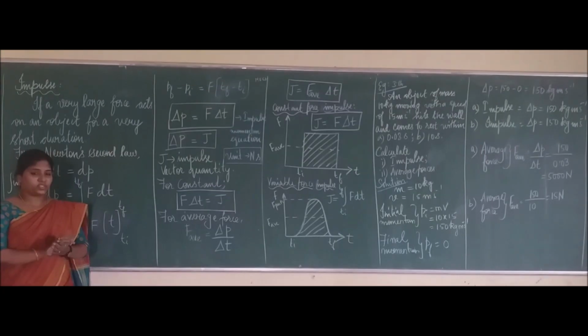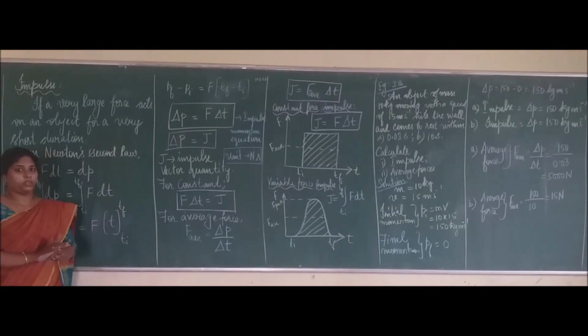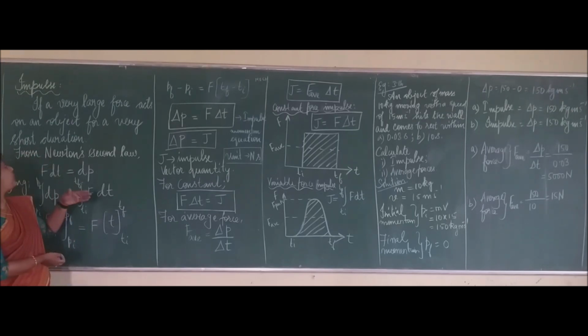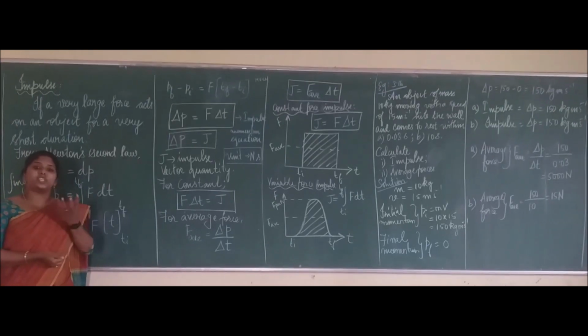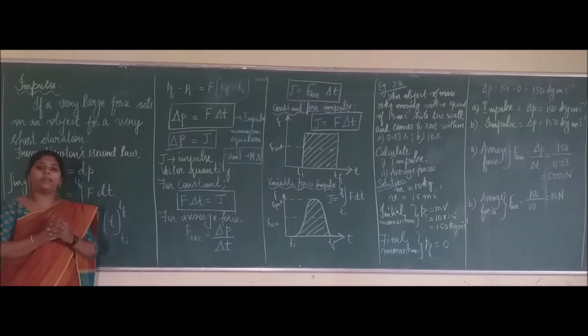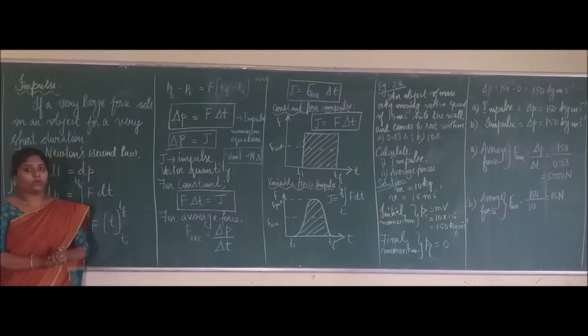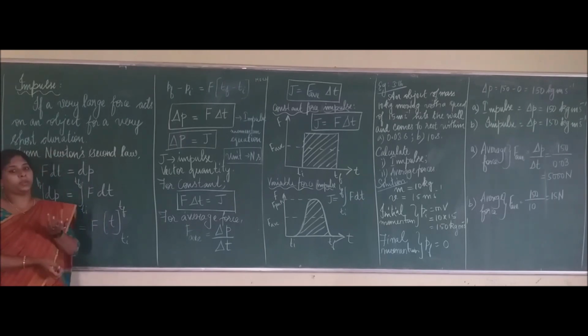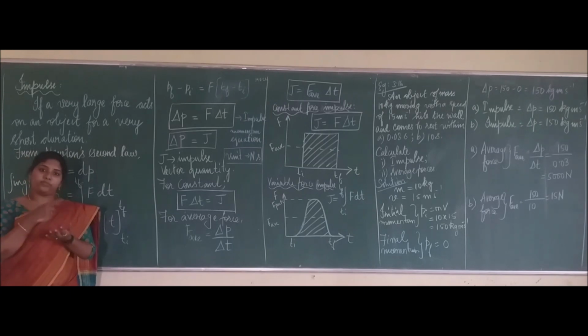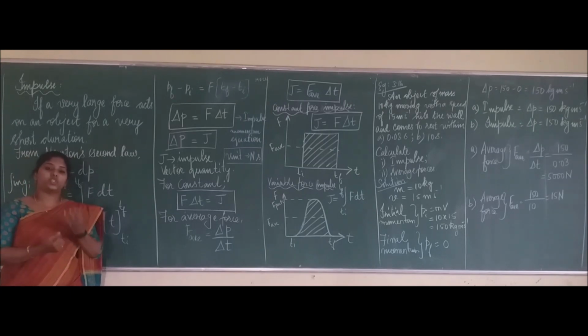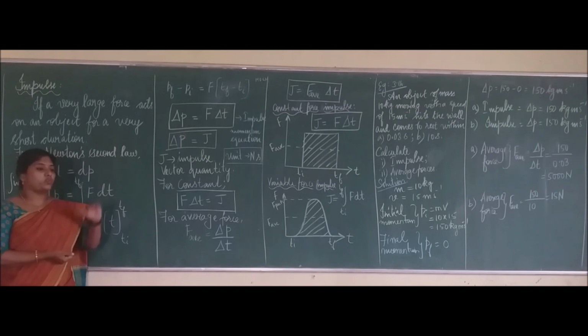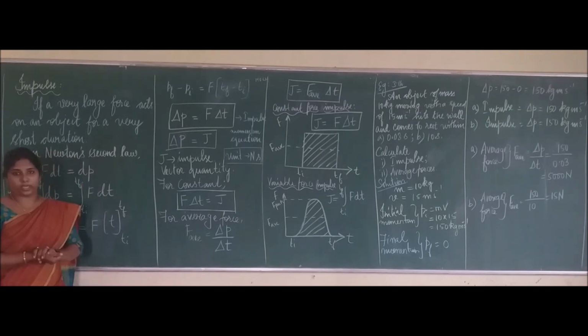The next topic is impulse. What do we mean by impulse? Impulse is when a very large force acts on an object for a very short duration. If a large force acts on the body in a short interval of time, then the force is called impulsive force, or impulse. If a force F acts on the body for a short time del T, we can arrive at this equation from Newton's second law.